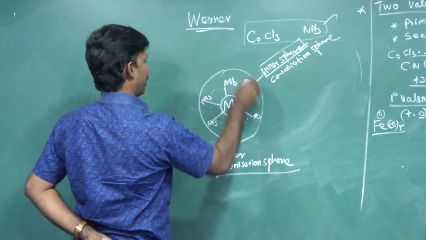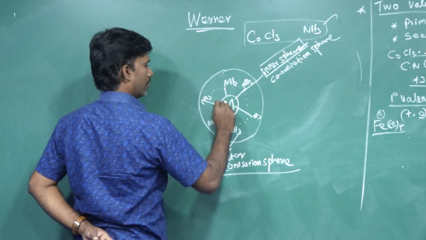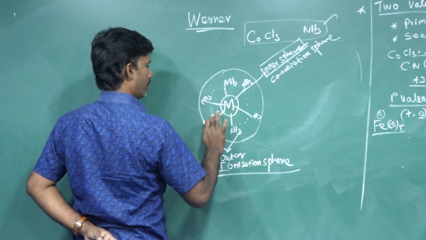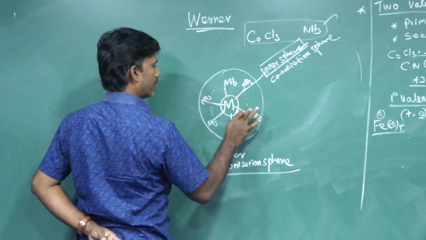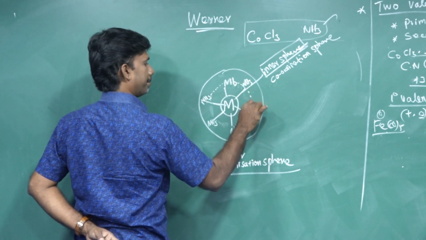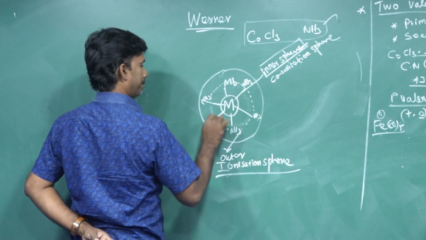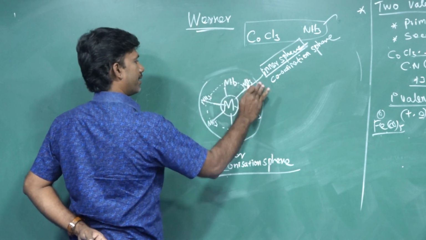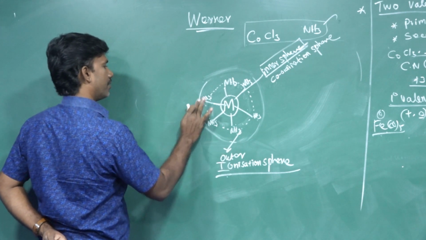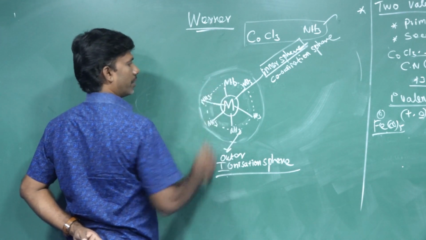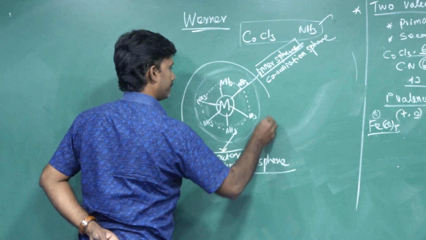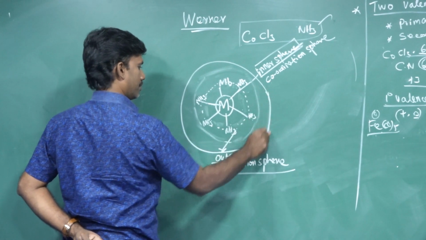Then, in the outer sphere, if you take, this is our inner sphere area, okay. If you extend the inner sphere, because I have written ammonia like this, this is called the inner sphere. Now let us have some gap for the outer sphere, because the inner sphere is occupied by the neutral molecule ammonia. Then for the outer sphere, this is the outer sphere.